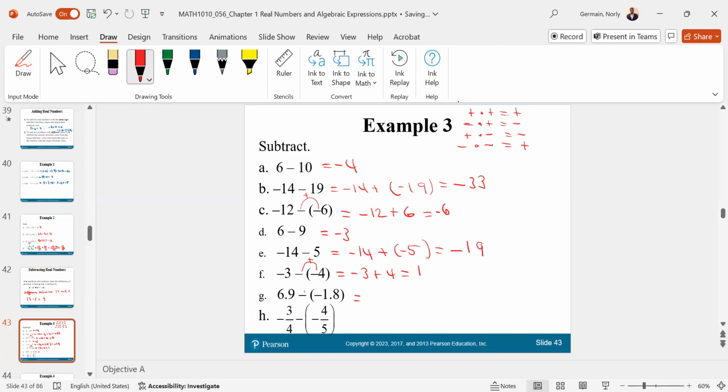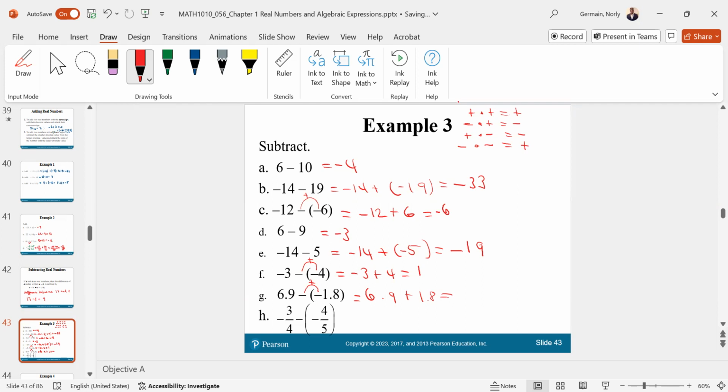Here, again, two negatives become positive. So if we have 6.9 plus 1.8, same sign, we add and keep the sign. We rarely write the plus sign in front of a number, right? So if you have only one real number, but if you have like plus 2 plus 5, you must put the plus 5. But if you have only 5, you don't need to say plus 5, right? We know it's plus already.